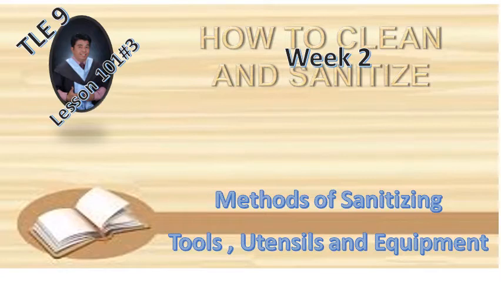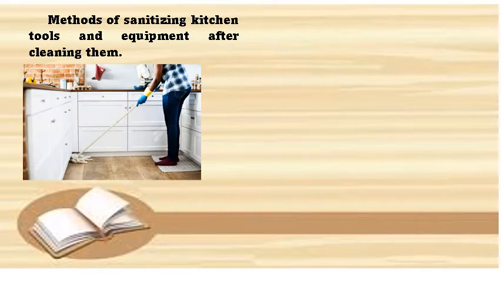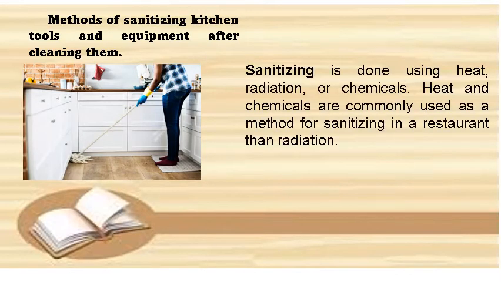So this is for TLE9. Under week 2, the topics to be discussed are methods of sanitizing tools, utensils, and equipment found in the kitchen. So we have what we call the methods of sanitizing the kitchen tools and equipment after cleaning them. So what is sanitizing? Sanitizing is done using heat, radiation, or chemicals. Heat and chemicals are commonly used as a method for sanitizing in restaurants rather than radiation.